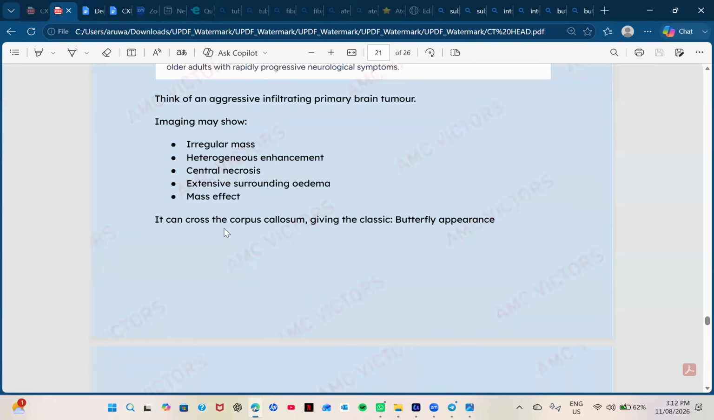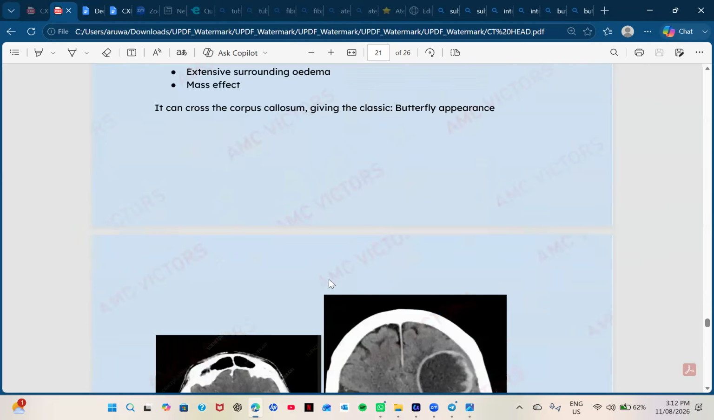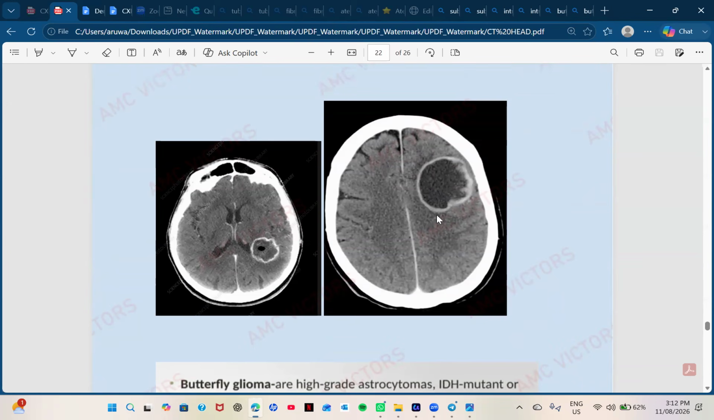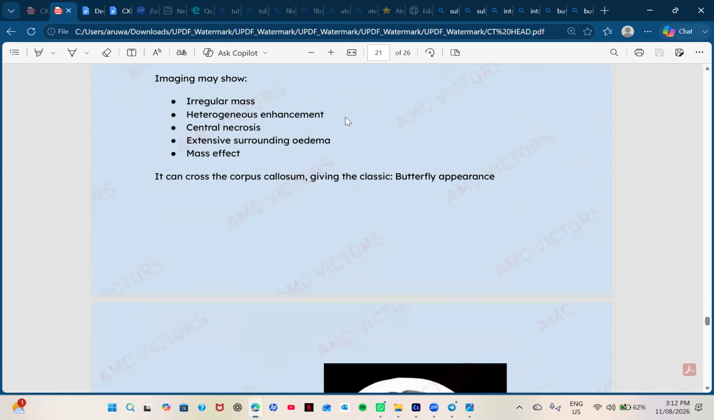Okay, the butterfly appearance when it crosses the corpus callosum. But here you also can't see it; here also, the glioblastoma, irregular with middle necrosis, is the glioblastoma. Okay. Then what about the meningioma?